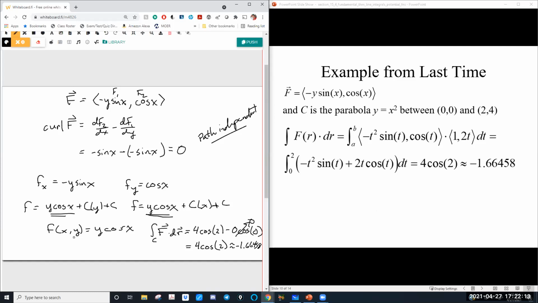Now, I think you guys will agree that doing the line integral this way was simpler than having to do each of these with integration by parts. So again, anytime we have a path-independent vector field, we want to find that potential function because it makes the line integral very easy to do. Questions about this example? Question.